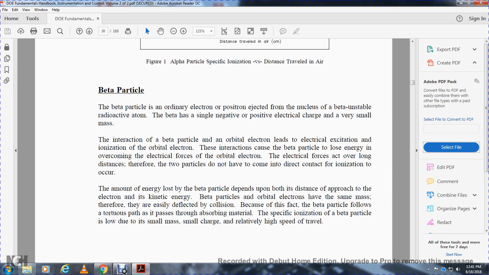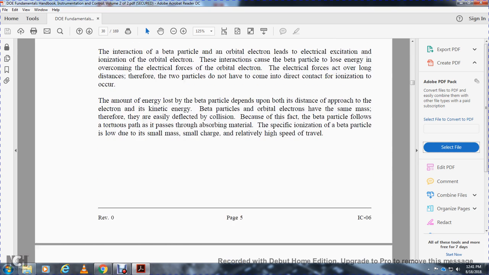The beta particle and the orbital electrons have the same mass, therefore the beta particle is easily deflected in collisions. Because of this, the beta particles follow a tortuous path through the absorbing material. The specific ionization of a beta particle is low due to its small mass and small charge relative to its high speed of travel.